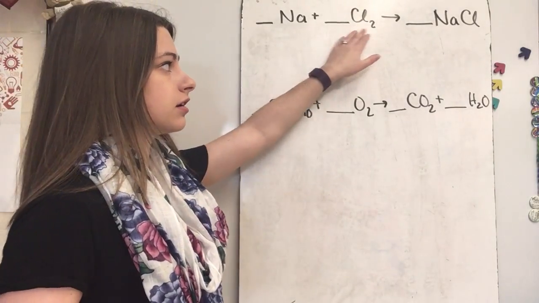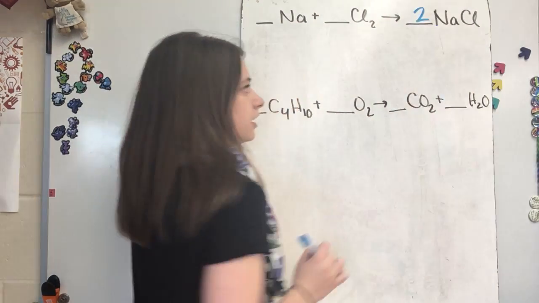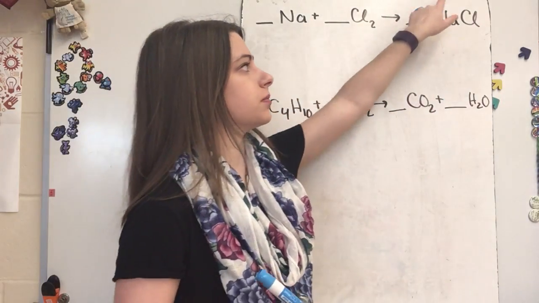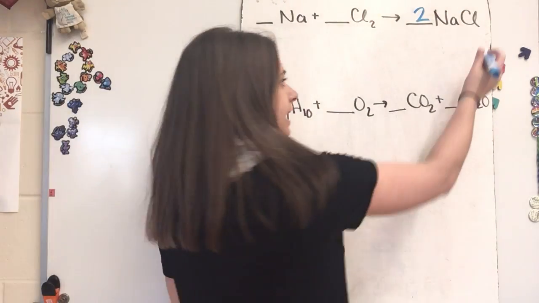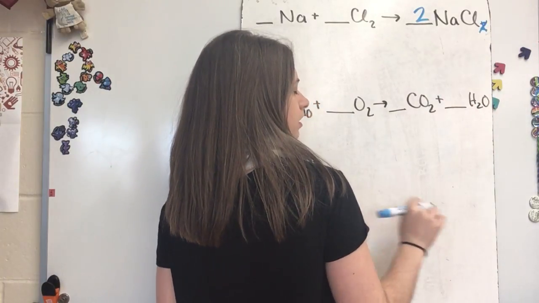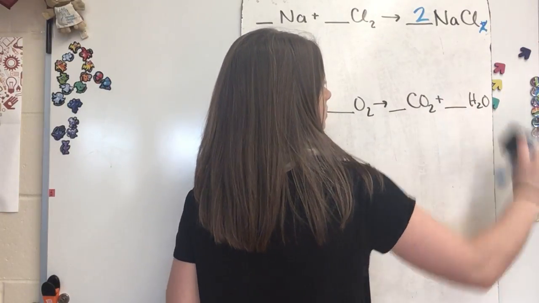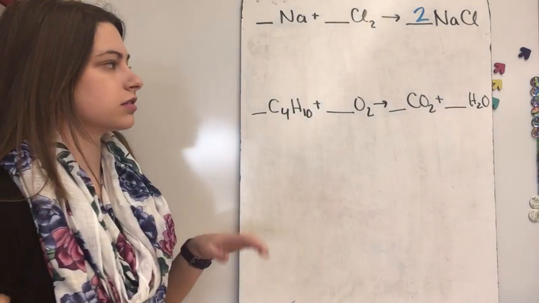So I have 2 here, I have 1 here, so I'm going to add a 2 in front, because this 2 distributes to everything inside that formula. Now, I cannot add my 2 down here. That totally changes the chemical formula, so I can't do that. Remember, the only thing you're allowed to do is change the coefficients.